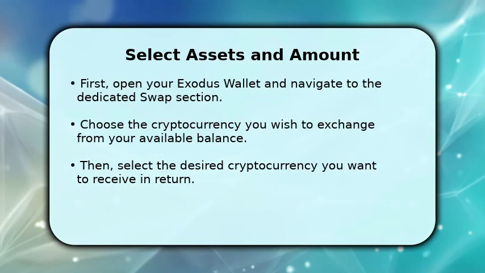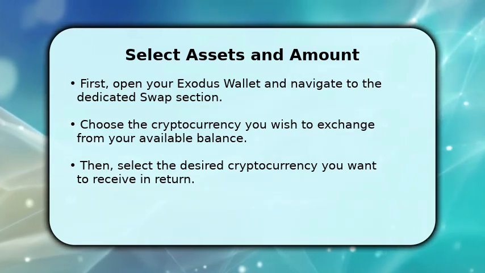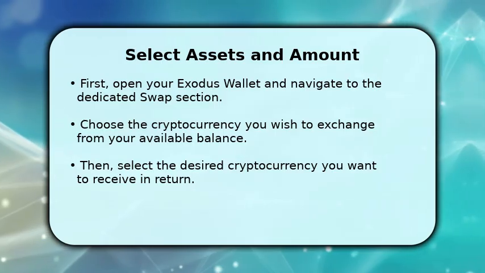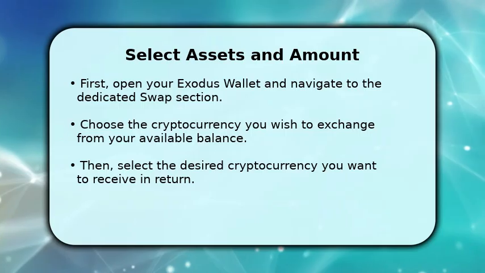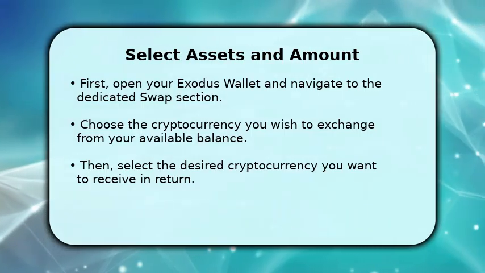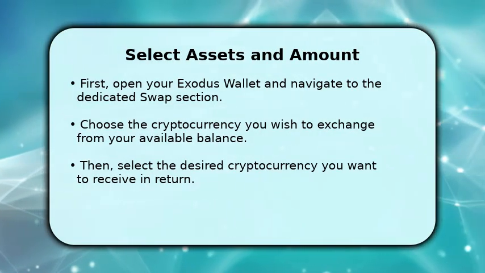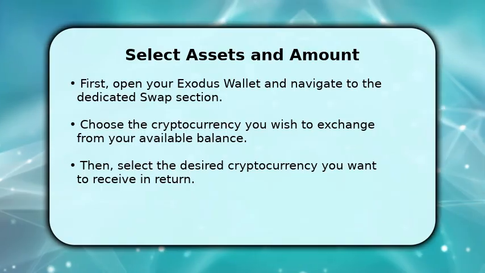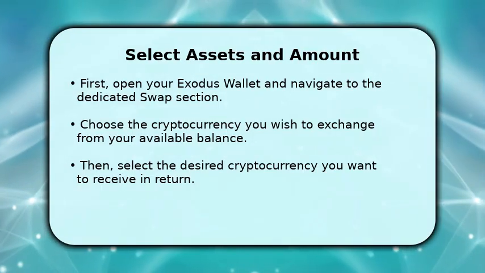wallet. To begin, simply open your Exodus wallet and locate the swap icon, usually found at the bottom of your screen. Once there, you'll see two main fields. In the top field, select the cryptocurrency you currently hold and wish to swap. Below that, choose the cryptocurrency you want to receive. Next, input the exact amount you'd like to exchange. You can also use convenient options like minimum, half, or all of your balance.